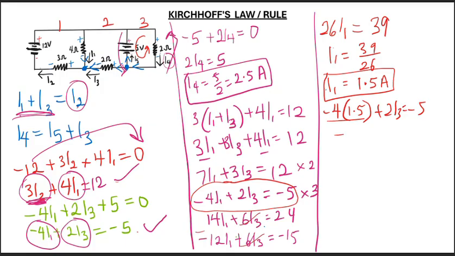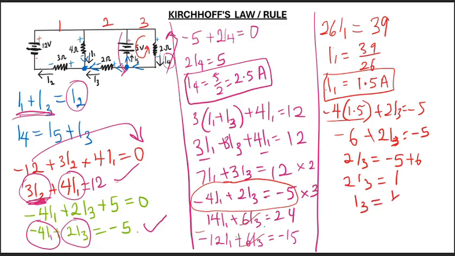Multiplying this, I have minus 6 plus 2i3 equals negative 5. Transposing this to the other side, I will have 2i3 equals minus 5 plus 6, so 2i3 equals 1, and i3 equals 1 over 2, which is 0.5. Then we have found my i3. Now it remains i5 and i2.